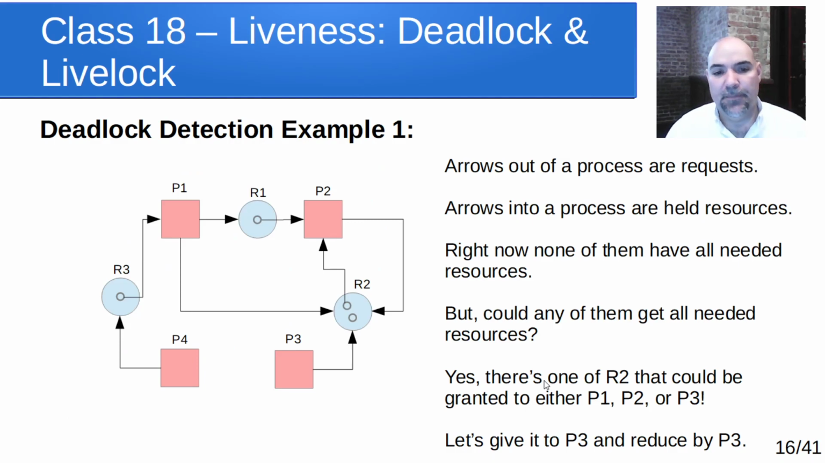Okay, so here's an example. Here's our graph. Again, arrows out of a process are requests, arrows into processes are held resources. Right now, you'll notice none of them have all the needed resources. Here's process 1 waiting on something. In other words, if you have an arrow going out of a process, it's waiting for something. Process 3, waiting for that. Process 4, waiting for that. Now, looking at this graph, could any of them get all of the needed resources?